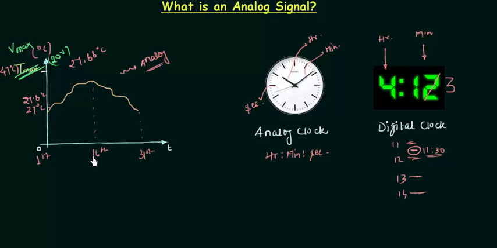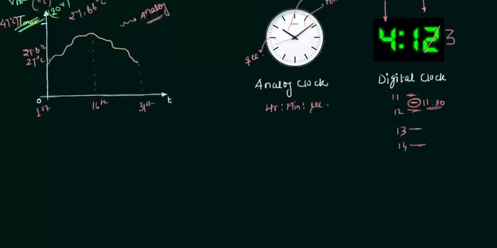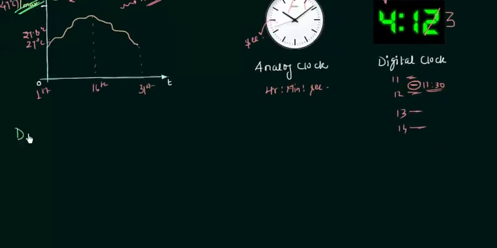Now we can move to the next type of signal, that is the discrete time signal. So let's study what a discrete time signal is, because it is important to understand this signal before we move to the digital signals. So let's see what the discrete time signal is. The signal which is defined for discrete intervals of time is called the discrete time signal.